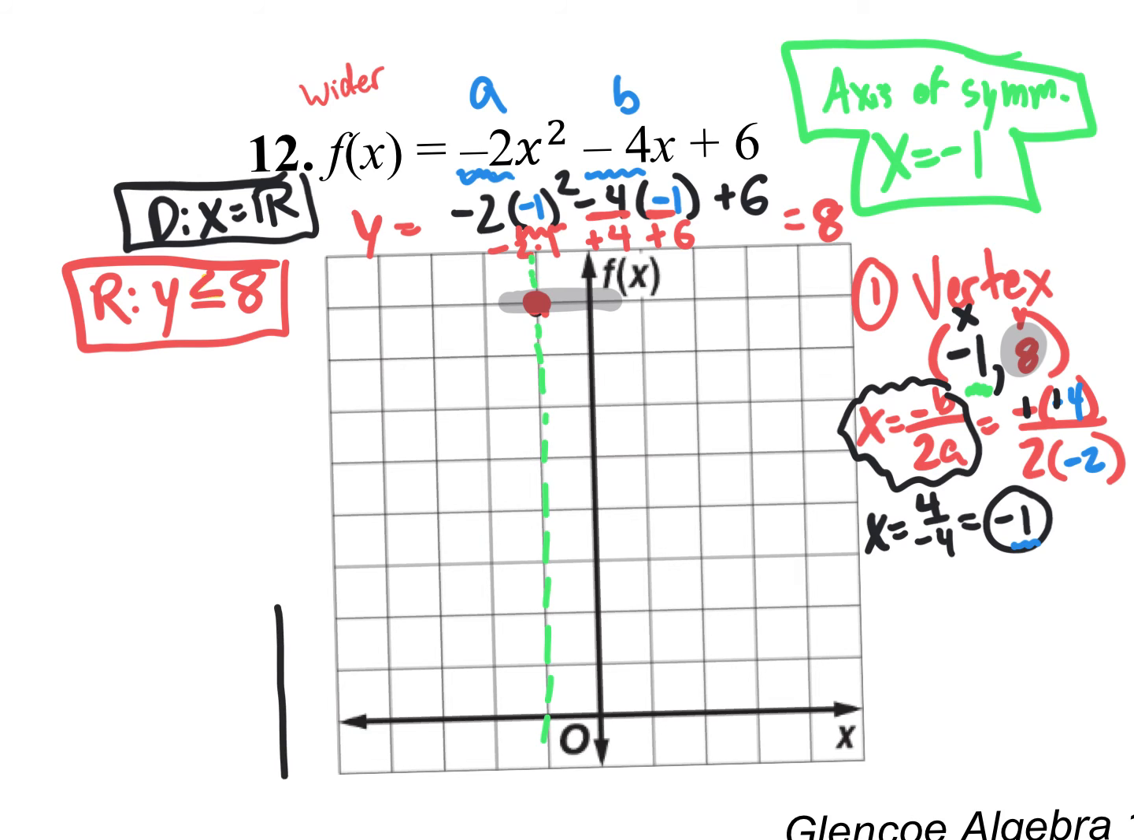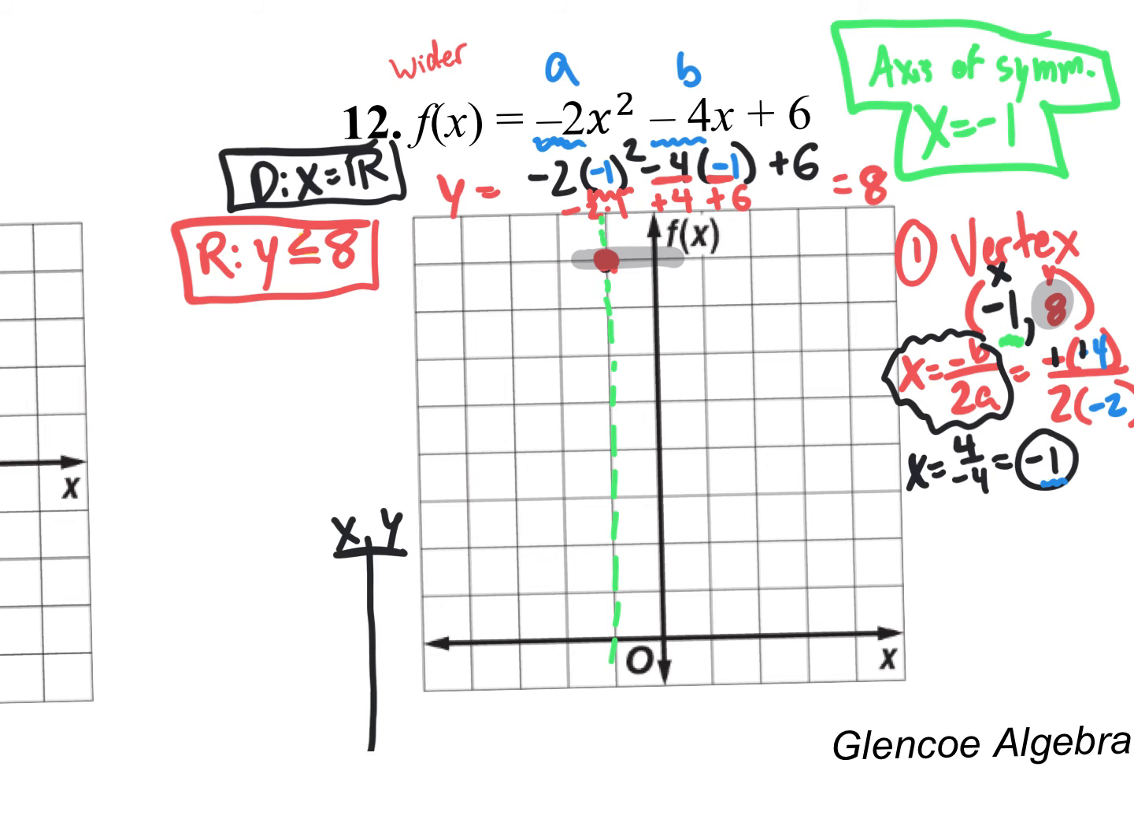One option is to use an input-output table, your traditional XY table, by plugging in numbers for X and pulling out answers for Y. And those do give us coordinates, which we could graph on this XY plane and then reflect to the other side of that axis of symmetry. Or if you have the pattern memorized, when your a value is 1, you could use the pattern 1, 1, 2, 4, 3, 9.